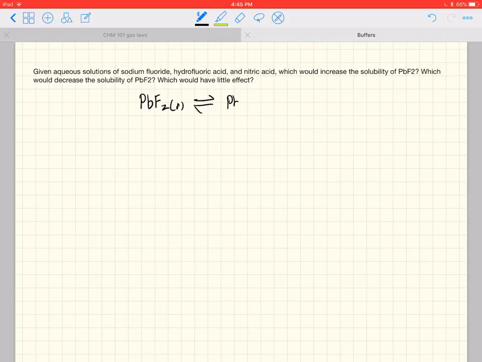Lead ion on the right, it's a +2 charge here, you can see, because it's paired up with two -1 ions. Fluoride is a halogen, so it's a -1 charge.